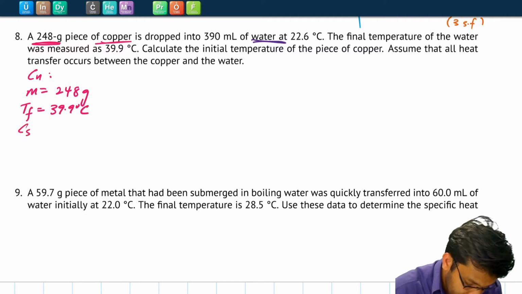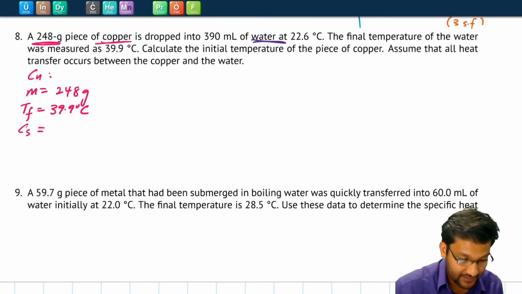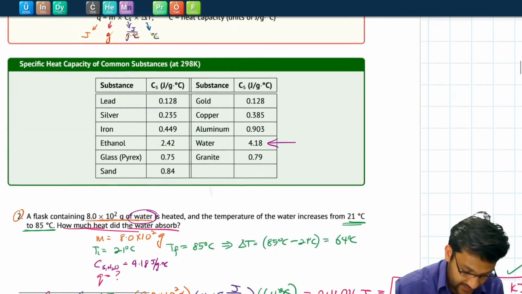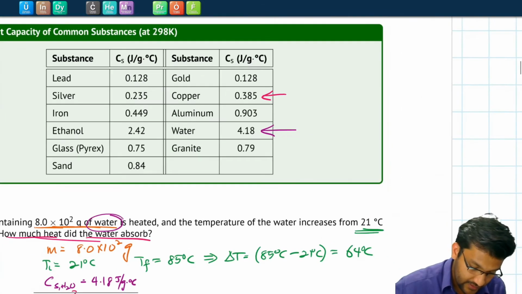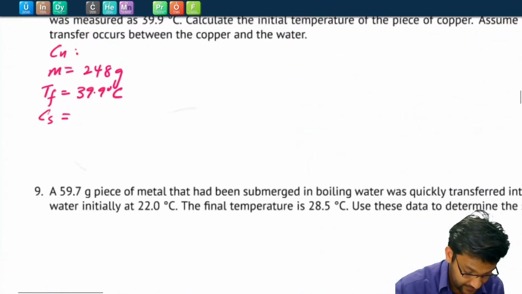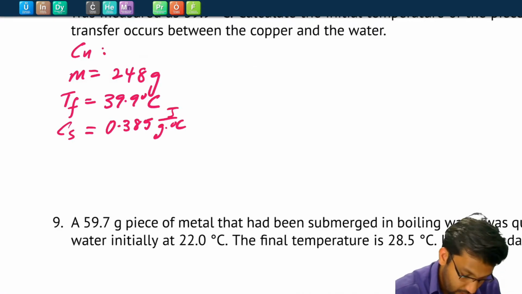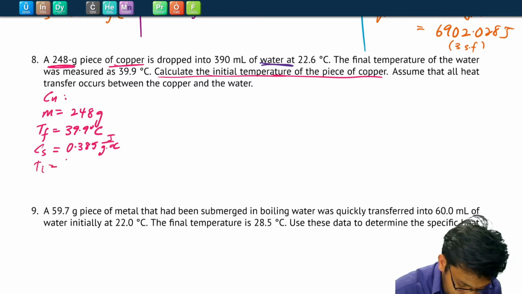They didn't give us the specific heat capacity for copper, but here's the thing. It's copper. They tell us what the material is, which means we can scroll all the way up here and find the specific heat capacity for copper, 0.385. So even though the question didn't give us that information, we knew where to find it. So it's going to be 0.385 joules per gram per degree Celsius. And so the question is, calculate the initial temperature of the piece of copper. So the initial temperature of the copper is the unknown that we need to find.